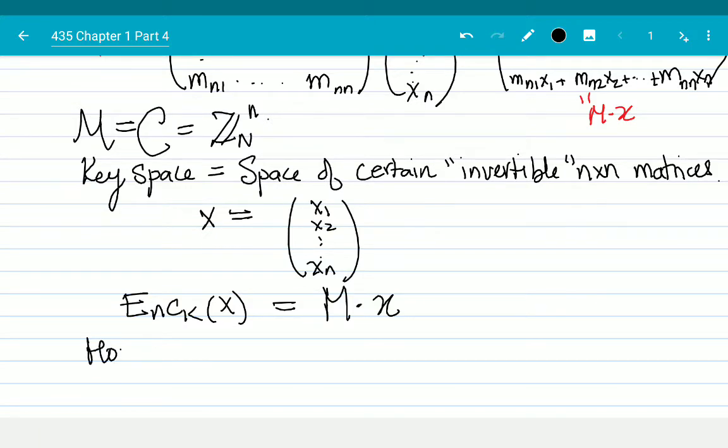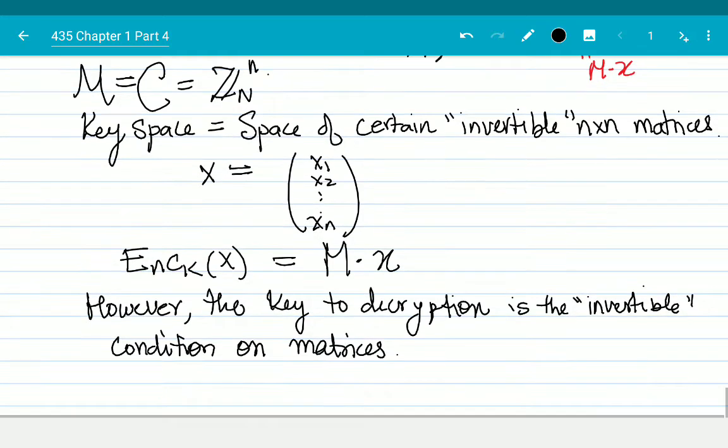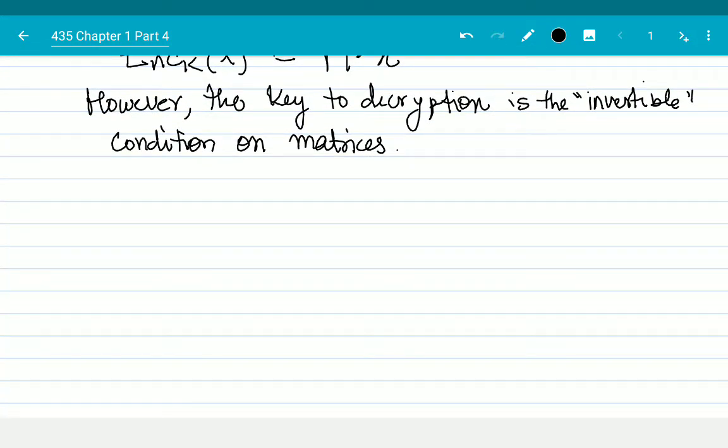However, the key to decryption is the invertible condition on matrices. So what does it mean? Let's see an example and then we'll talk about it.